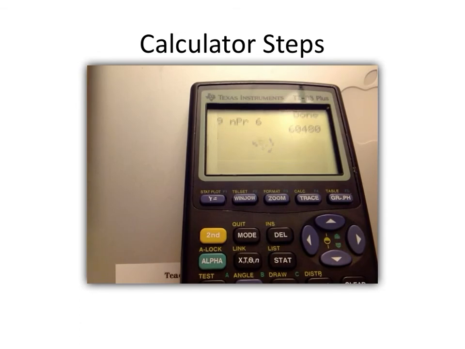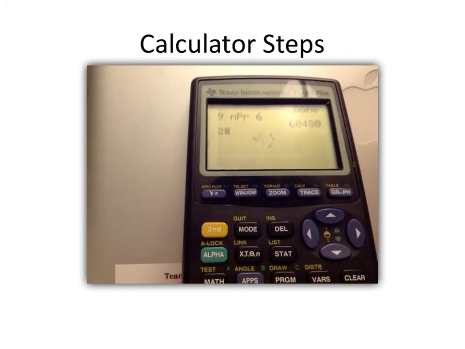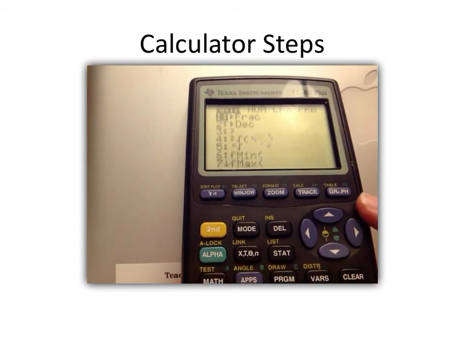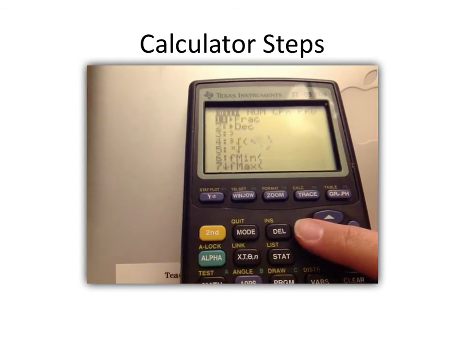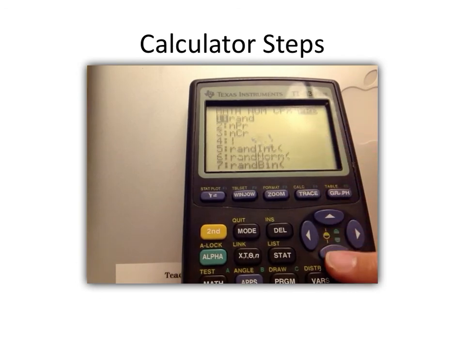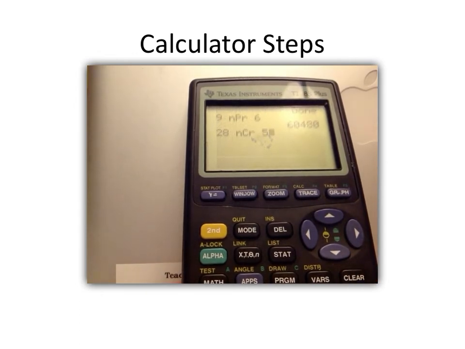The steps for combinations are actually pretty similar. So remember, we had the 5 out of 28 employees that we're choosing to go to a conference. So we start with our 28 employees. You go to math. Here's a little trick. If you arrow left, it'll scroll you back over here. And now we want the combination, and we're choosing 5. And there's your answer.